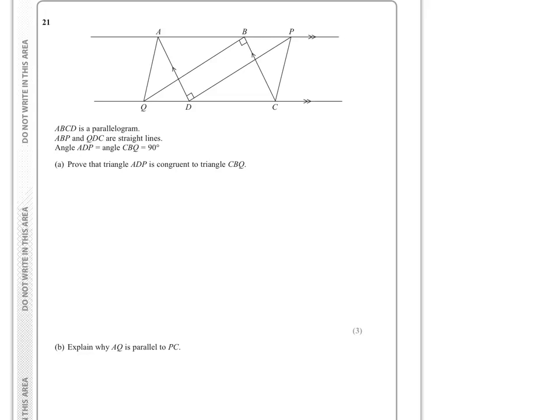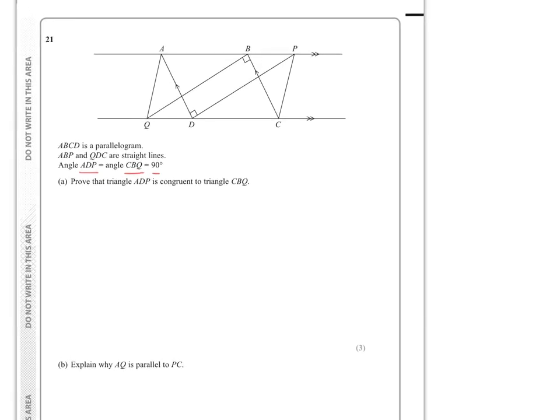Question 21. We're given ABCD is a parallelogram, and ABP and QDC are straight lines, okay? And we're also given angle ADP and angle CBQ are 90. So just to point out here, 2 important features already for this question are you're given that this line is parallel to this one, and you're given that these are right angles. That will come up later. So prove the triangle ADP is congruent to triangle CBQ.